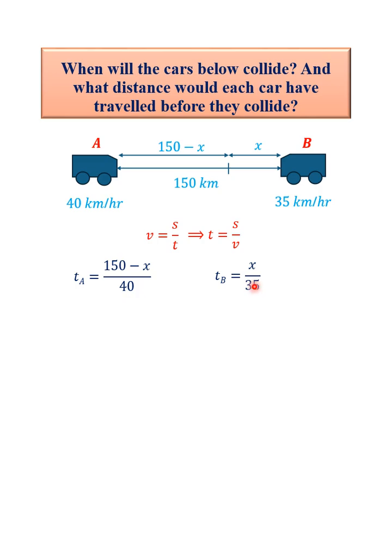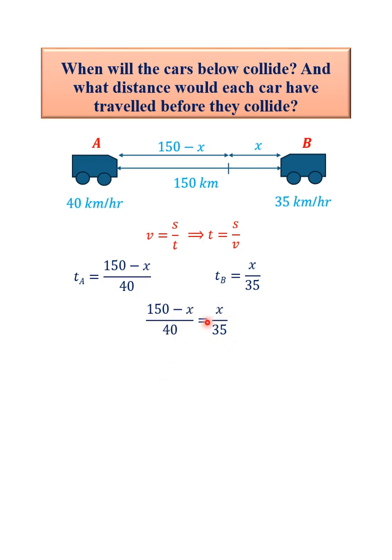We just agreed now that it takes the same time for both of them to reach the point of collision. The reason this one looks longer is because this is traveling at a faster speed. So it's going to cover a larger distance before B gets to that point of collision. So since TA and TB are the same, we are free to equate them. So 150 minus x over 40 will be equal to x over 35. Now it is simple, it is easy to solve for x.